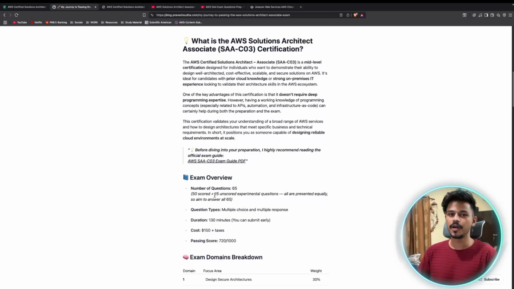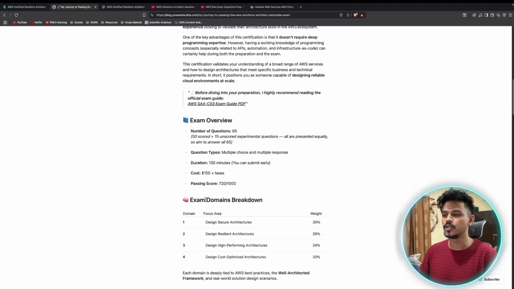The question types are multiple choice and multiple response, which means that out of three to four options, you have to select one. And in multiple response, out of 5 to 6 options, you have to select 2 or 3 depending upon the question. The duration for this exam is 130 minutes. You can submit it earlier.